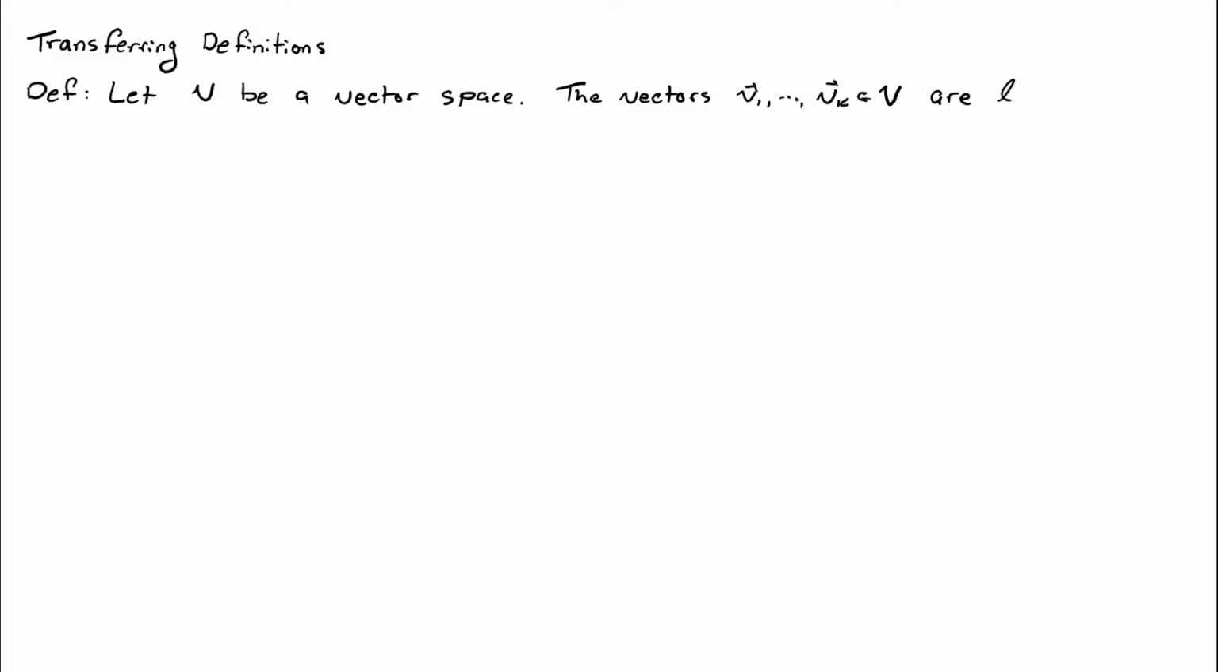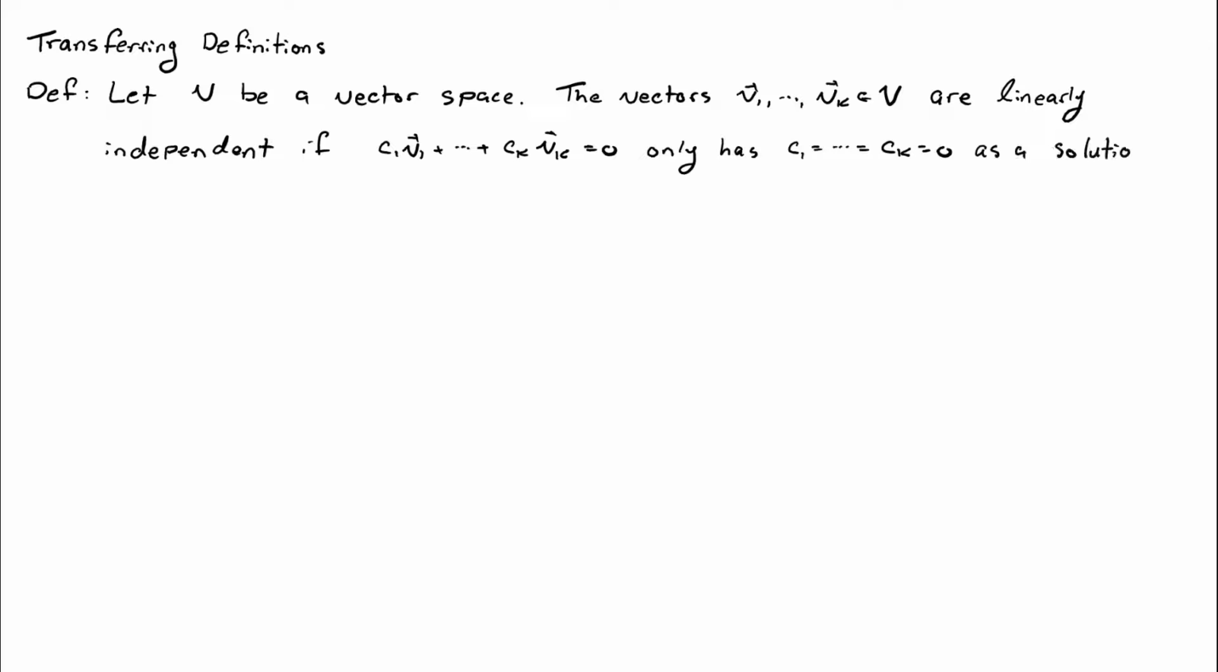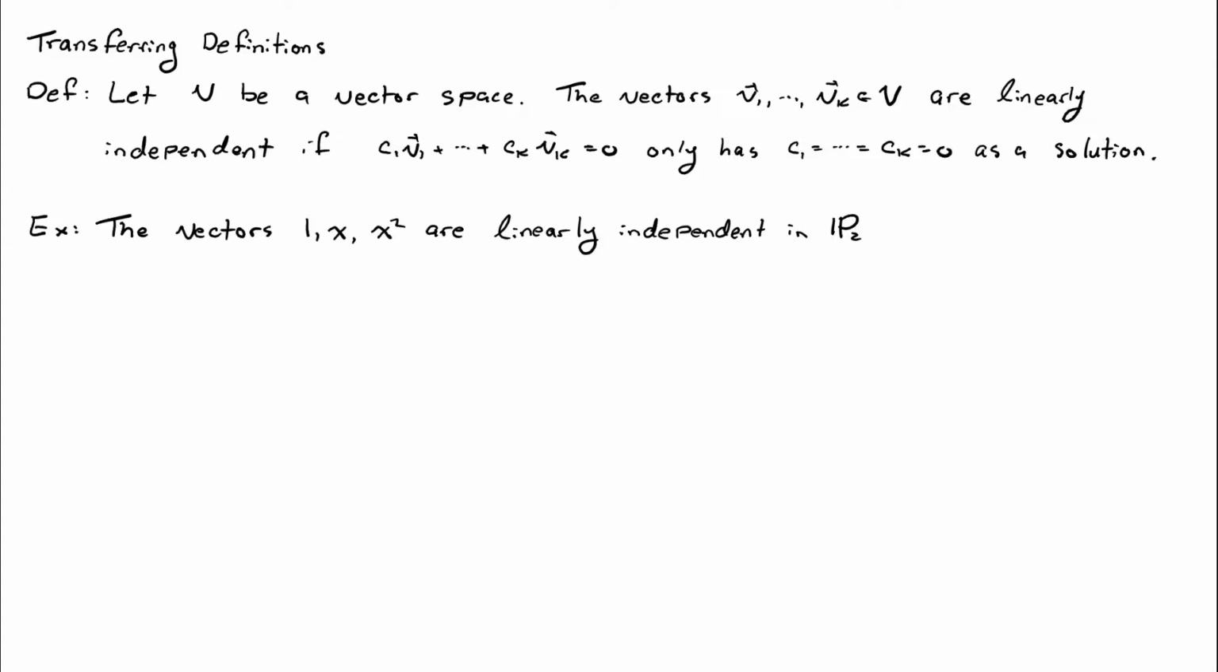Let's follow this up with a couple of definitions. Let V be a vector space. The vectors v1, v2 up to vk are linearly independent if c1 v1 plus ... plus ck vk is equal to 0 only has c1 equals c2 equals ... equals ck equals 0 as a solution. Again, this should be familiar. As an example in P2, the vectors 1, x, and x squared are linearly independent. x is not a real number, it's a variable. That means it's not a scalar.